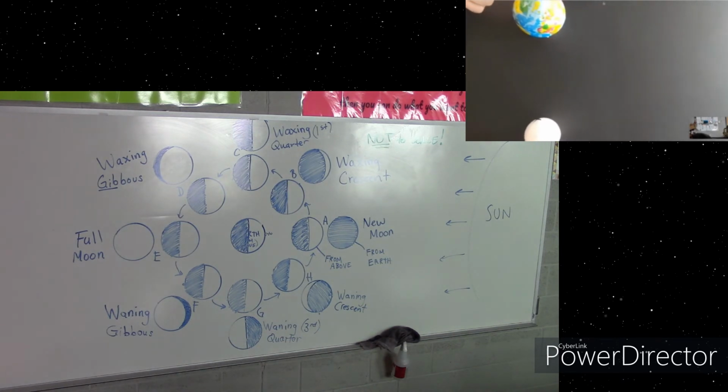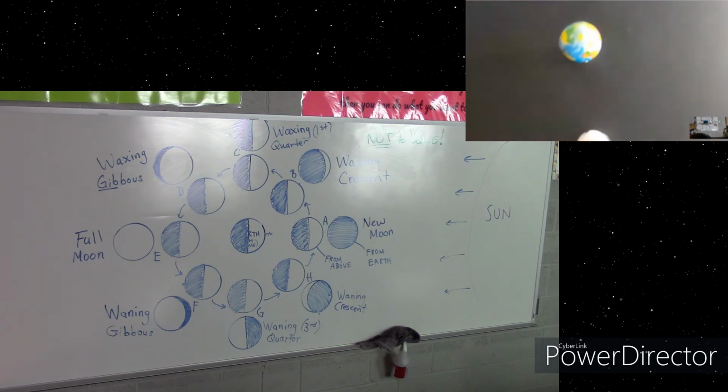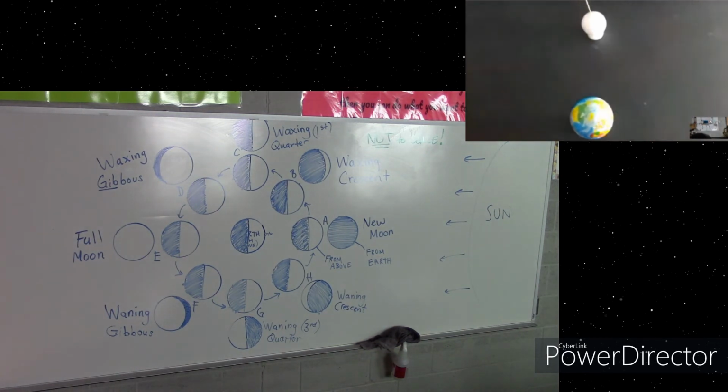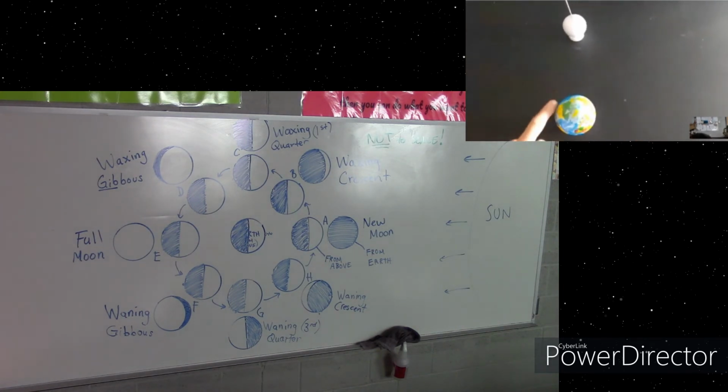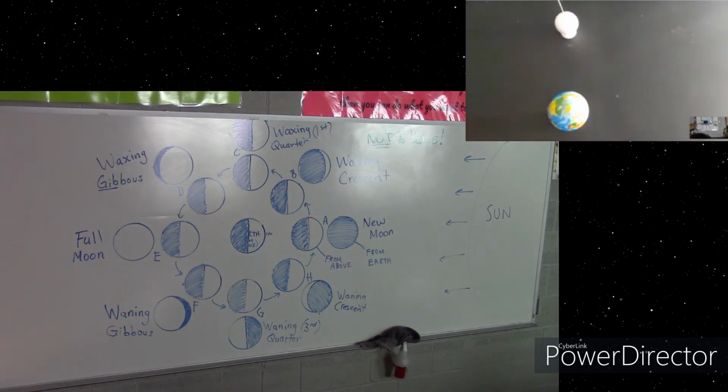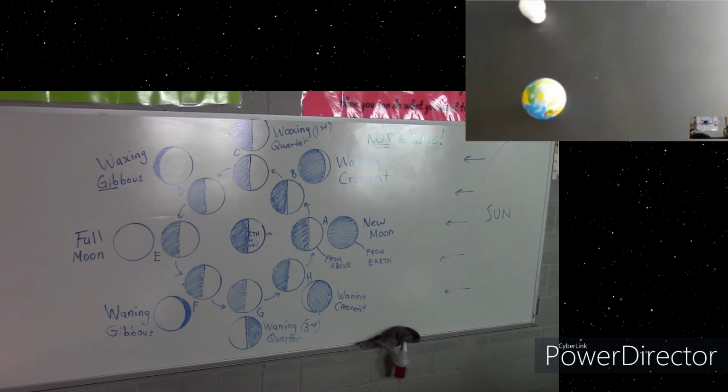Does that make sense? Likewise, the first quarter moon, you'll never see at sunrise. You'll only see it at sunset times. So maybe late afternoon, early evening hours, that kind of stuff. But you'll never see it in the early morning. Okay, does this make sense?